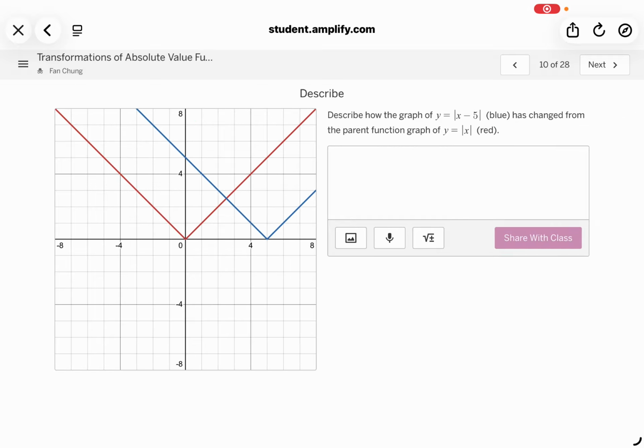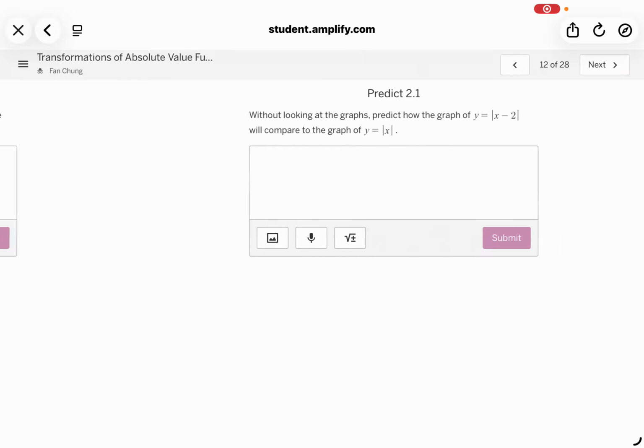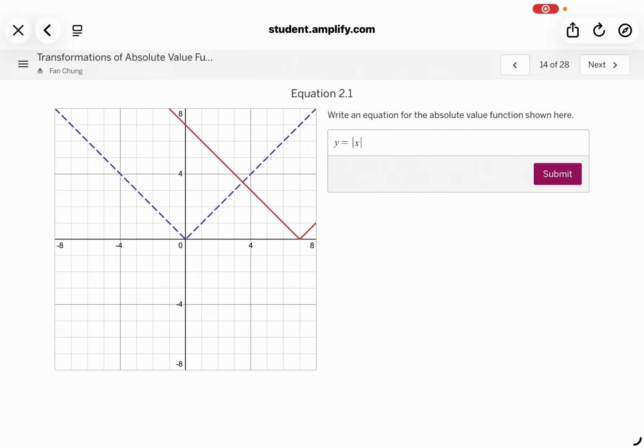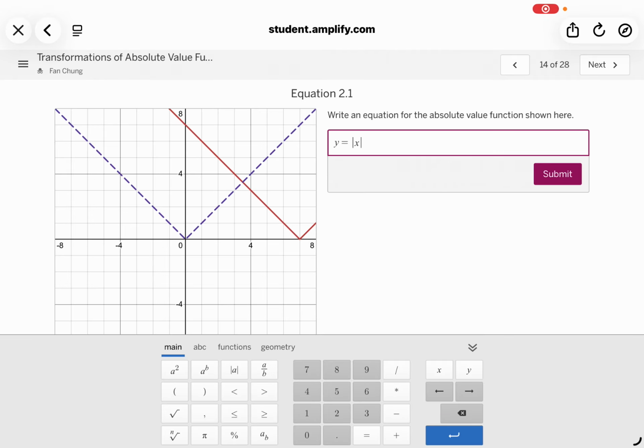So if we were to look here, we have the absolute value of x minus 5. How has that been changed? Goes to the right. Yep. What about this one? Absolute value of x plus 6. Goes to the left 6. This one we have the absolute value of x minus 2. Goes to the right 2. Absolute value of x plus 4. Left 4. So in order to make these match, what would I need to do?